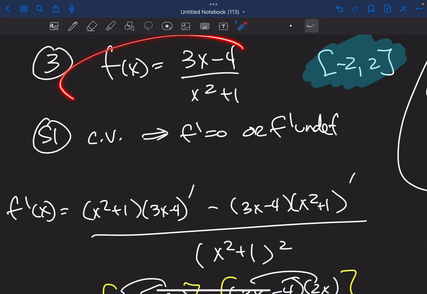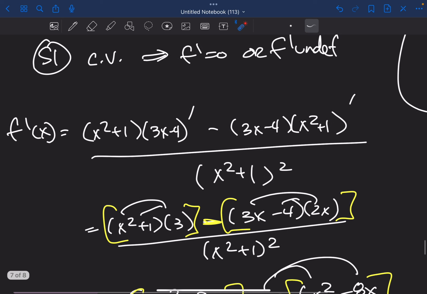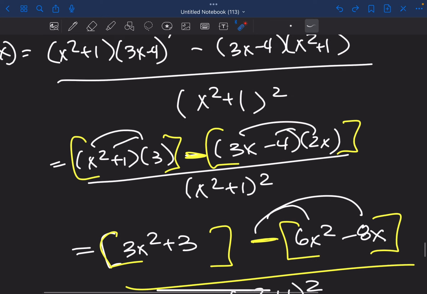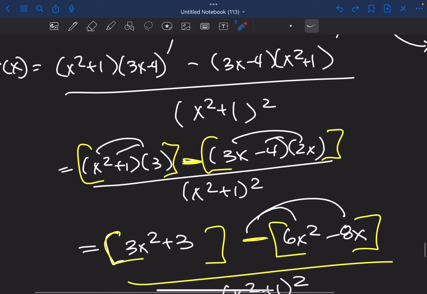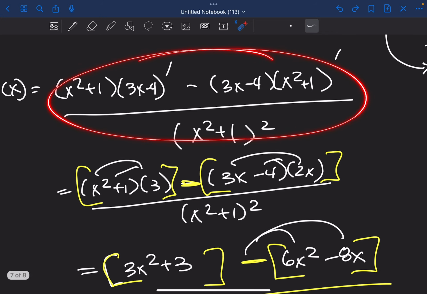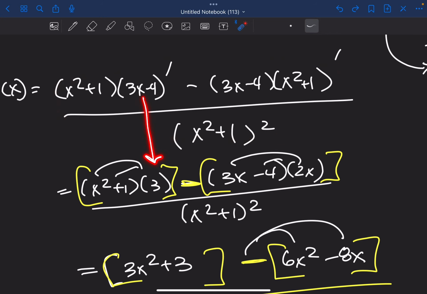So, if this is our function, step 1 is going to be to find the critical values where the derivative is 0 or undefined. So I take the derivative. This guy's form is the quotient rule. So I do low d high minus high d low over low squared. So the big, and notice I write it all out one step at a time. The derivative of 3x minus 4 is 3. The derivative of x squared plus 1 is just 2x.